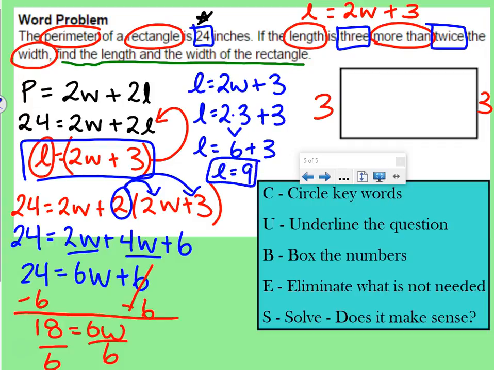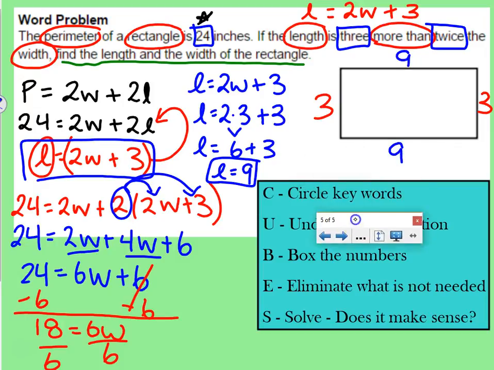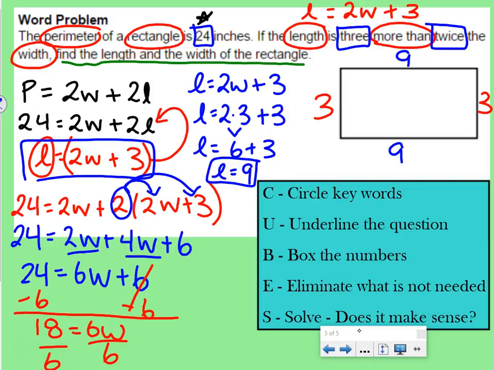Length equals 9. We can check to make sure our answer is correct. Perimeter is the sum of the sides, so 3 plus 9 is 12, plus 3 is 15, plus 9 is 24. Write it out for you. So it does check out. Those lengths do work. Our answer makes sense.